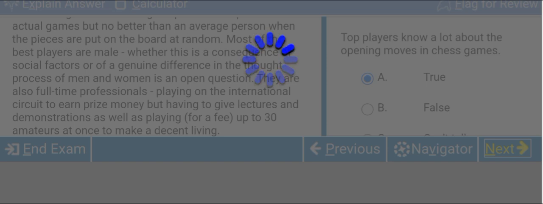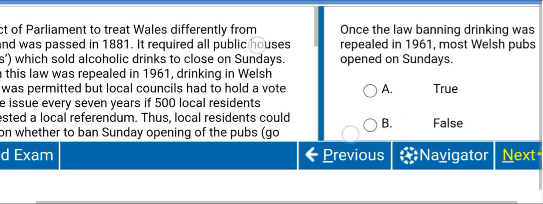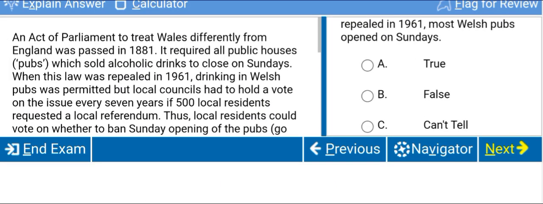Next we have, once the law banning drinking was repealed in 1961, most Welsh pubs open on Sundays. Option A, true. Option B, false. And option C, can't tell.